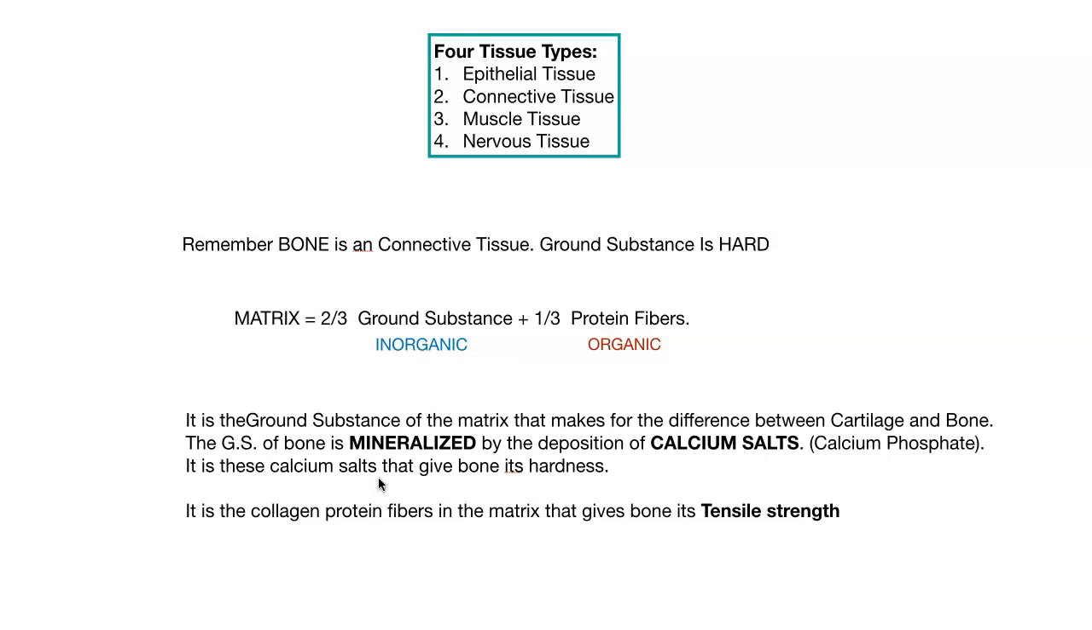So when you say the ground substance has been mineralized, it means calcium salts have been put into the ground substance. It makes bone extremely hard. But it's the collagen protein fibers in the matrix that give bone its tensile strength. What is tensile strength? It's the ability of anything to withstand compression forces and not break right away.